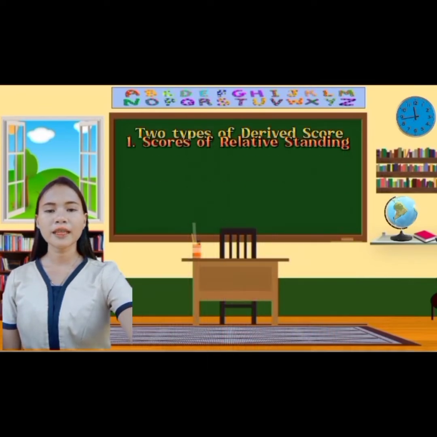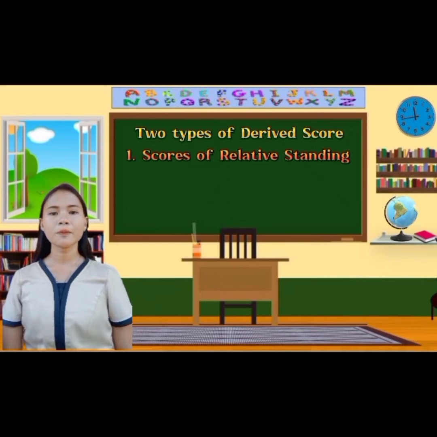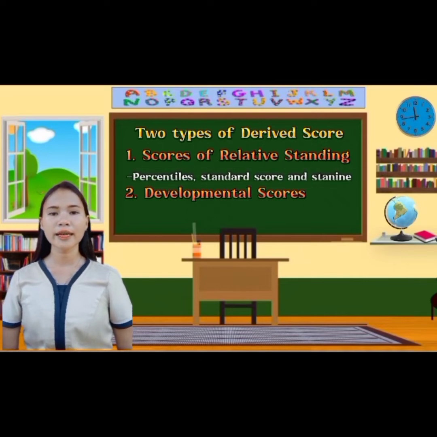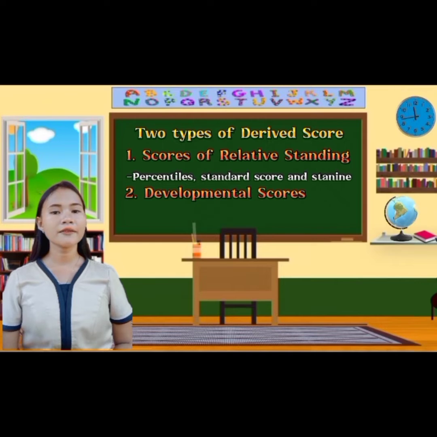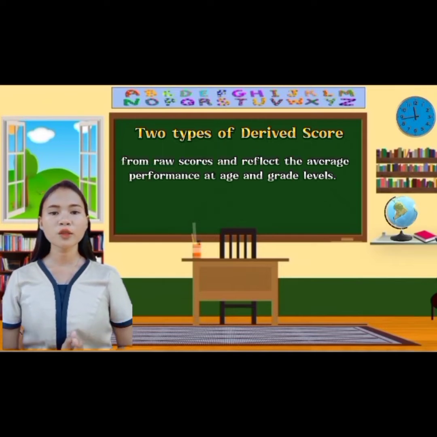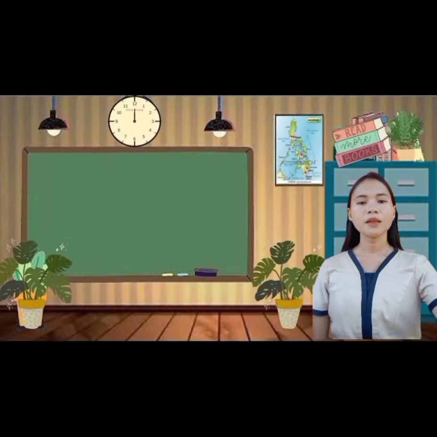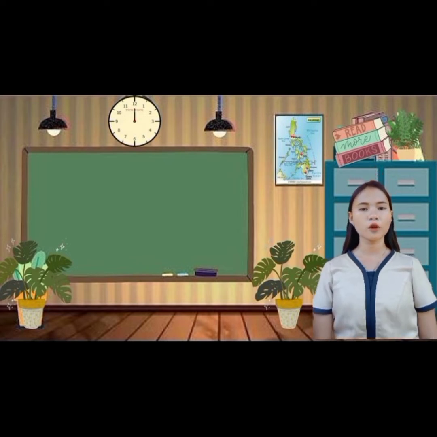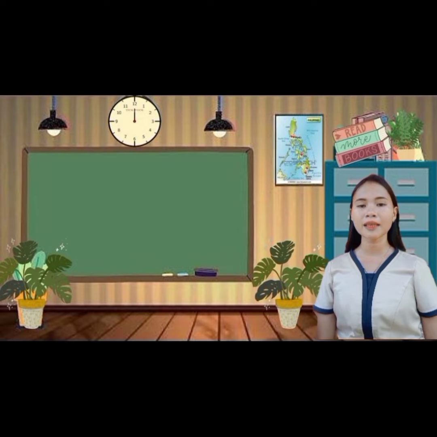So the derived scores have two types, which are scores of relative standing and developmental scores. Scores of relative standing include percentile, standard score, and the stanines. And the developmental scores are scores that have been transformed from raw scores and reflect the average performance at age and grade levels.